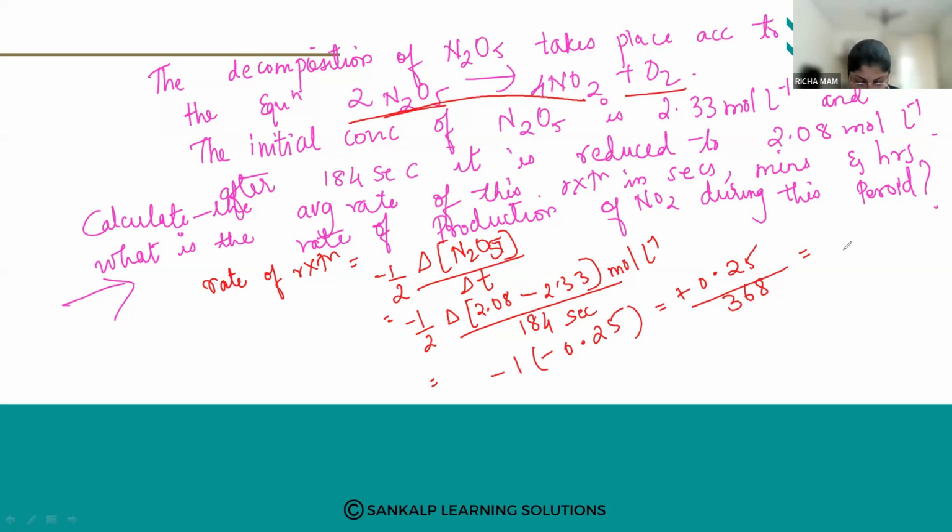Okay, I have got how much? I have got 0.000679. So if I shift the decimal, 1, 2, 3, 4, it will be 6.79 into 10 raised to minus 4 mole per liter per second. Okay, so this is the rate of the reaction. I hope you have got it. Right. Now, this is the rate of reaction, right? Now we have to find the rate of the reaction per minute.